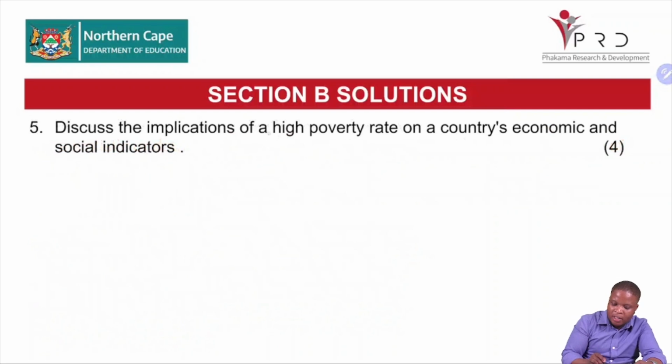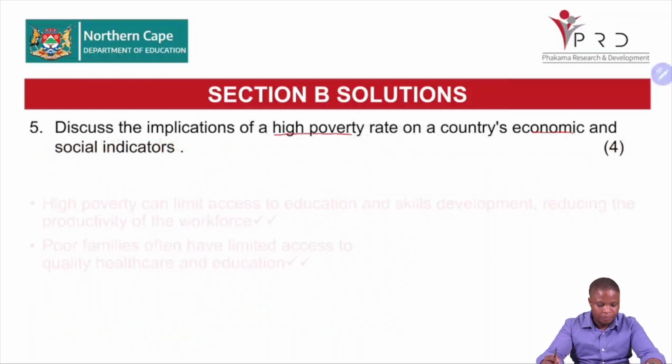What will happen if there is a high poverty rate to economic and social indicators? High poverty rate means that there's no production and people's standard of living is decreasing. So a high poverty rate means that the economic and social indicators will be affected negatively.